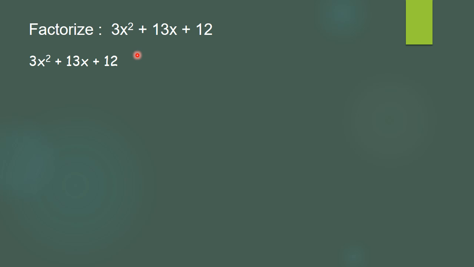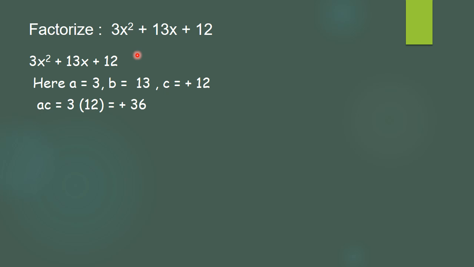Now here, 3x square plus 13x plus 12. So the value of A is 3, B is 13, C is 12. So A into C is plus 36. As it is a plus, get factors such that their addition is 13. Now the factors of 36 are many. 36 and 1 will not work.